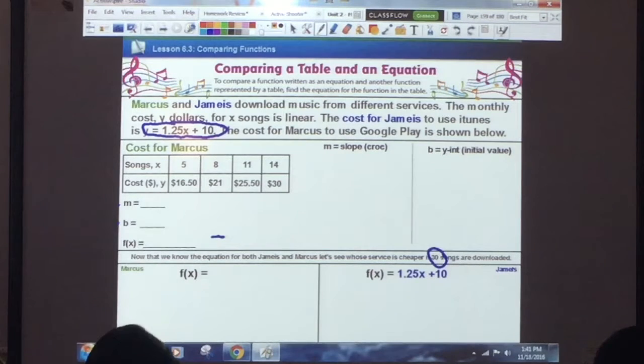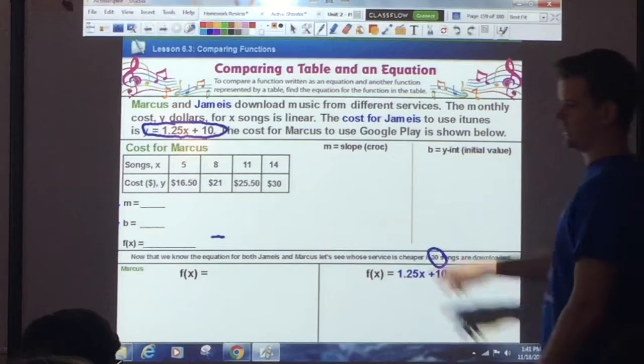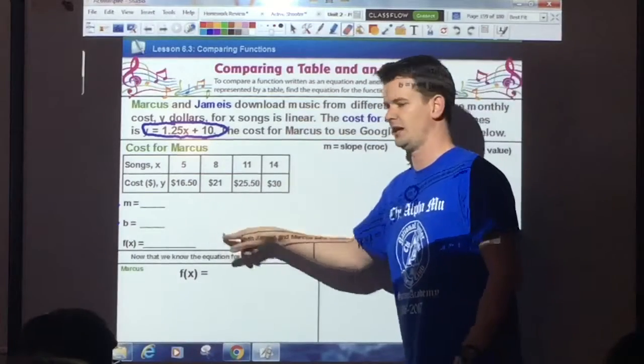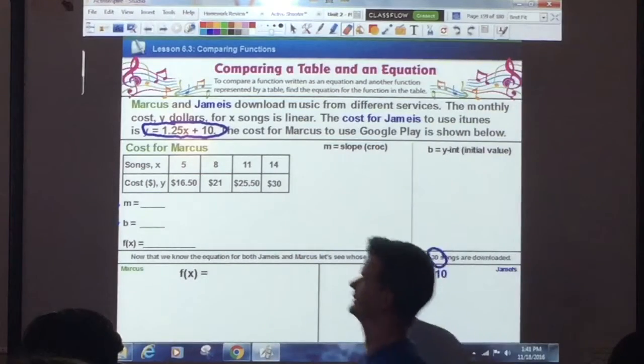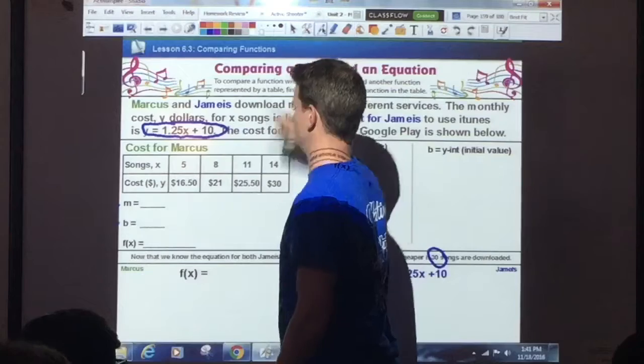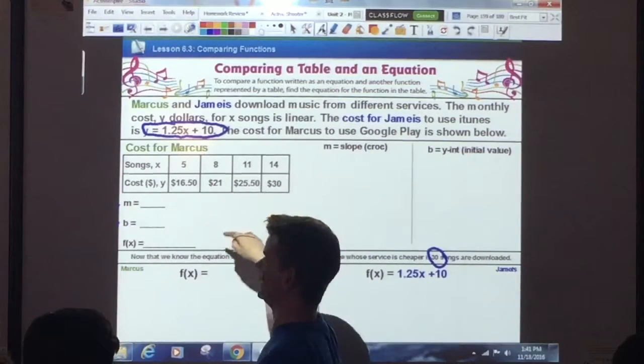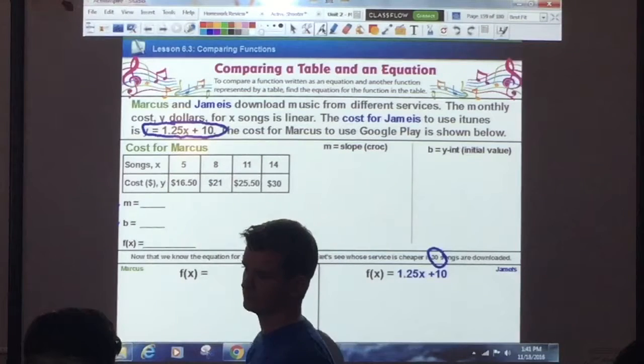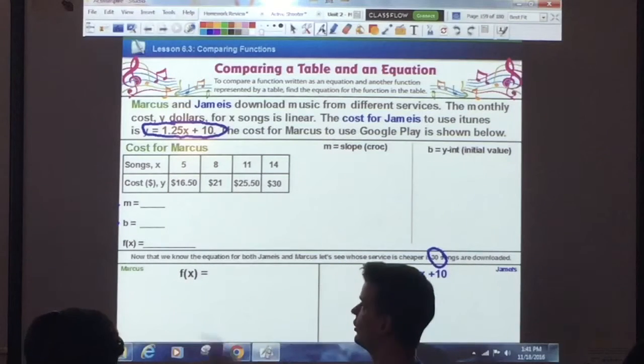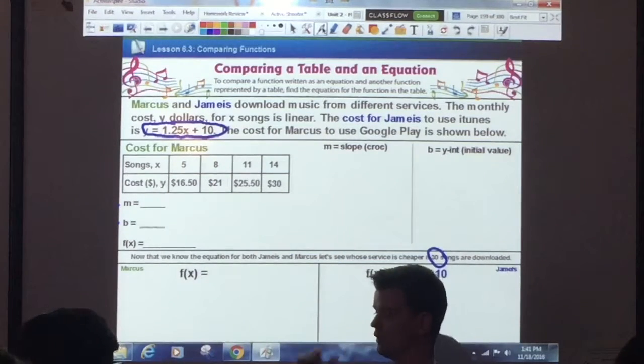After that, we need to find the cost for Marcus to use Google Play. It's shown in that table right there. We have a bunch of inputs and a bunch of outputs. The good thing is I can use those to find the slope for this table. So Nick, hi Nick, we want to find the slope for this table. So we need two coordinate pairs, xy, xy, xy, xy. There's decimals and there's whole numbers. I could use any of them, it doesn't matter, but whole numbers are easier. So which two do you want to use?